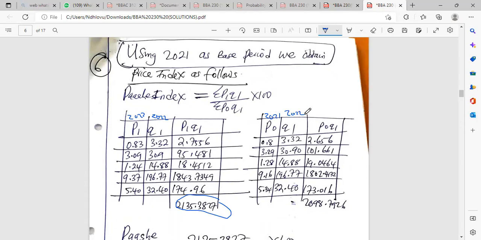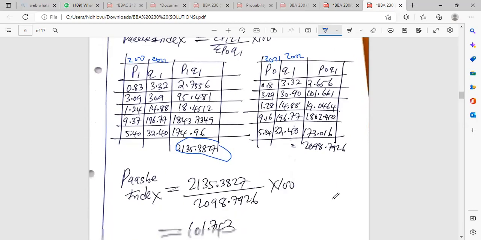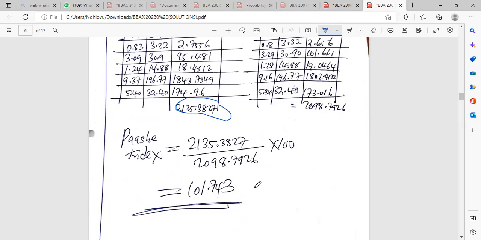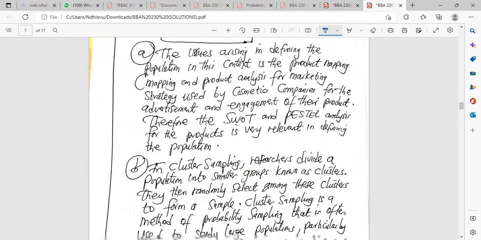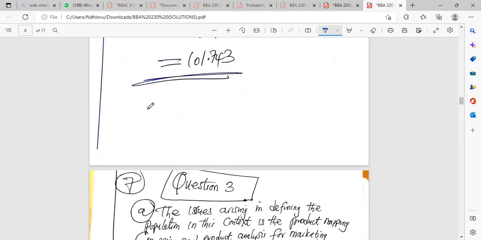This is the difference between the first one and the second one, where we are having these computations. So we're just substituting there, we are getting 101.743. This is on question number 2. So that ends question 2. Of course, we can even find the Fisher index, which was omitted. Maybe you can do the Fisher, so it can be incorporated.